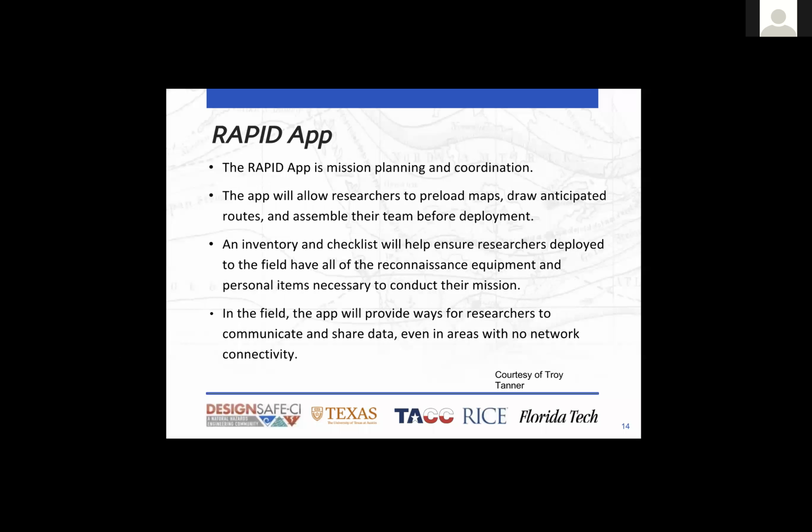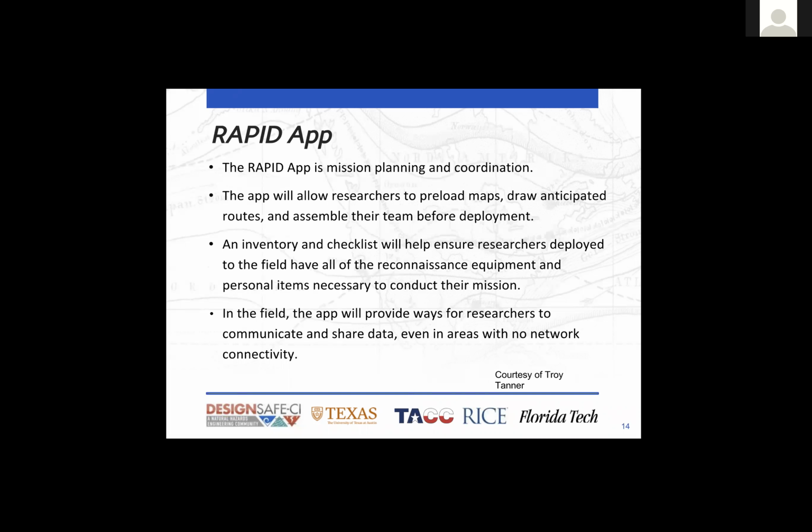Another application coming soon is the Rapid app, and I'd like to thank Troy Tanner, who's actually on the call today, for giving us this information. So the Rapid app is mission planning and coordination. It's going to allow researchers to preload some maps, draw anticipated routes, and assemble their team before actually deploying their team. So it's access and inventory and checklist to ensure the researchers deployed are going to have all the reconnaissance equipment they require to be able to conduct their science.